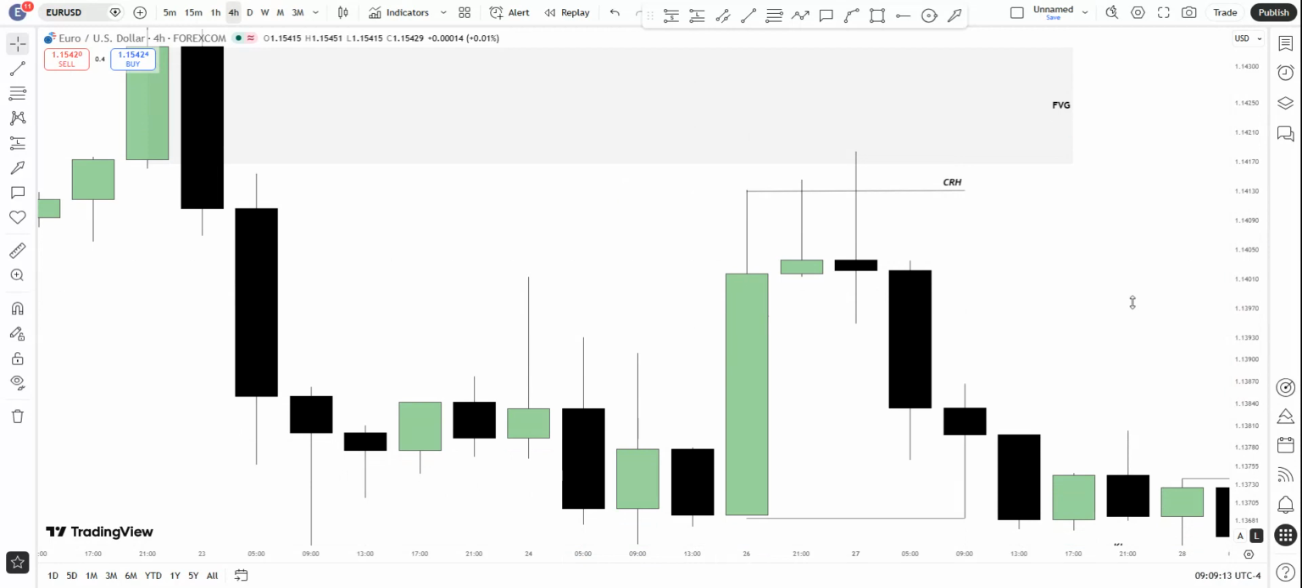So when taking a trade like this during a particular time, you want to make sure that this candle range high here is formed during a particular time.